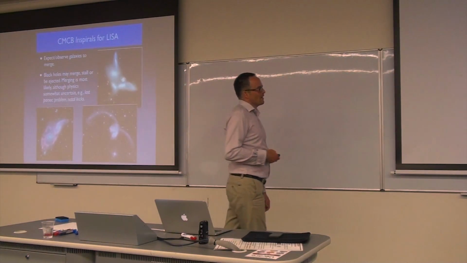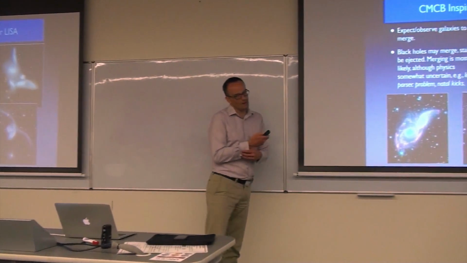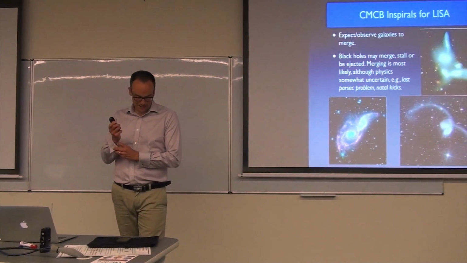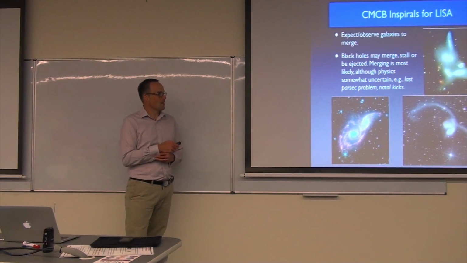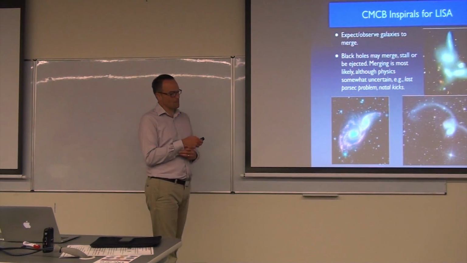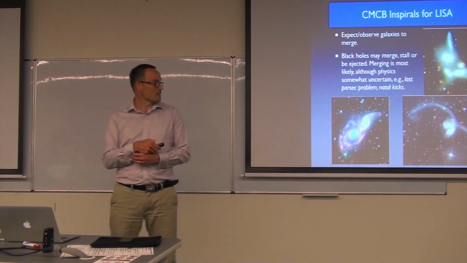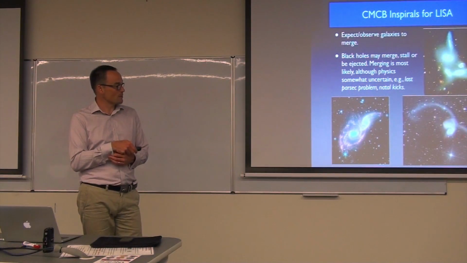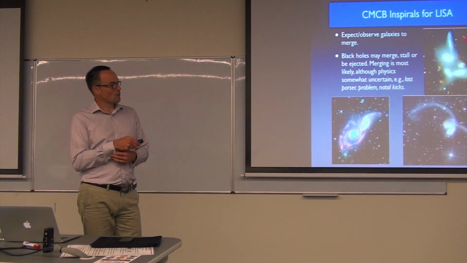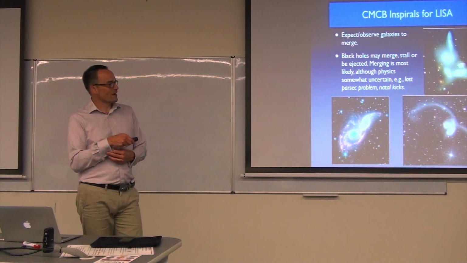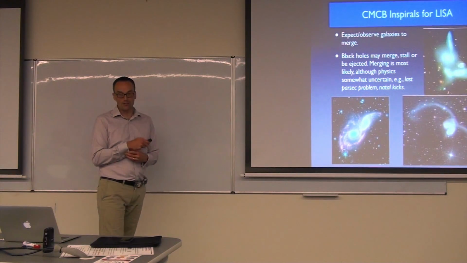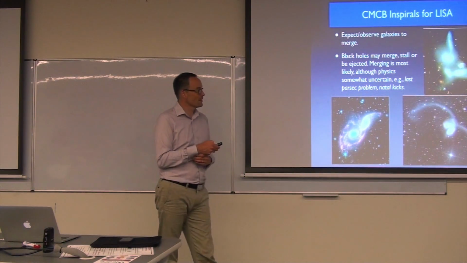Okay, so how do they become LISA sources? Well, you have black holes sitting in the centres of galaxies, in fact in the vast majority of galaxies, and we observe that galaxies merge with one another. So these are all images taken with the Hubble Space Telescope that show either pairs of galaxies or groups of galaxies undergoing mergers. So we know these mergers take place.